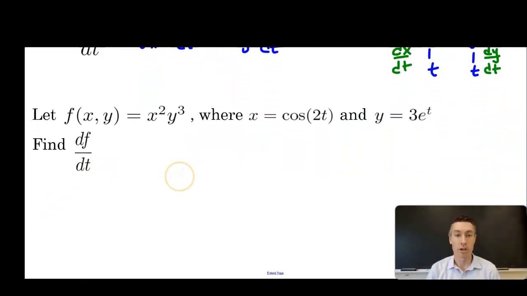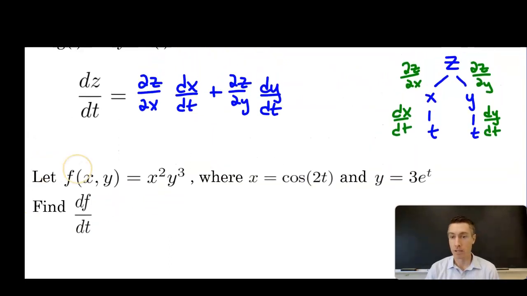So if we let the function f of x, y be equal to x squared y cubed, where x equals cosine of 2t and y equals 3e to the t, find df dt. So we already have our tree diagram up here, which is helpful, so we don't have to recreate it for this example. So df dt is going to be equal to, so f in place of z, right? Those are interchangeable here.